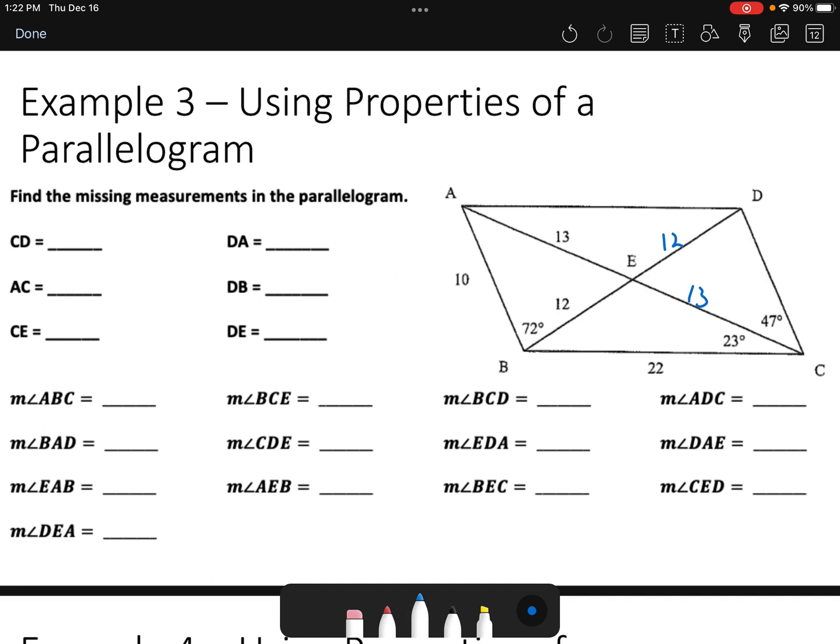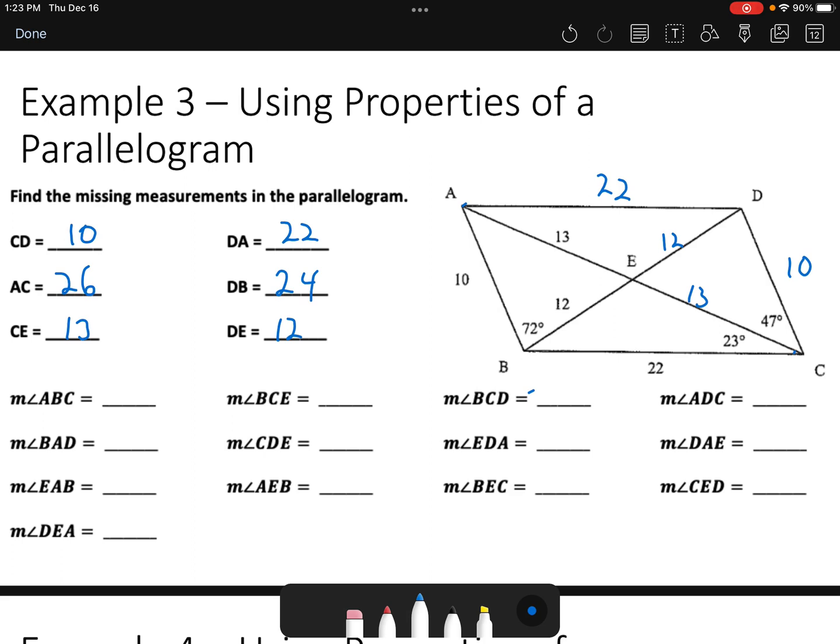So let's see, EB or BE, where's EB? Oh, that's not, or ED, sorry. DE right here, that's 12. CE is 13, okay. Do we know CD? Okay, opposite side, well that's 10, isn't it? So CD's 10, so AD's 22, or DA. AC is the entire diagonal, 13 plus 13, 26. And BD, or DB, is the entire diagonal, that's 24. So we took care of all the sides.